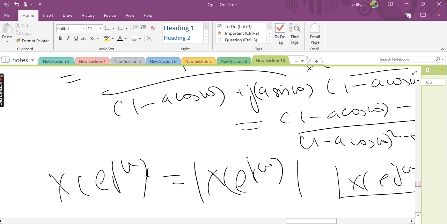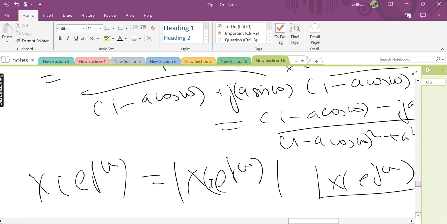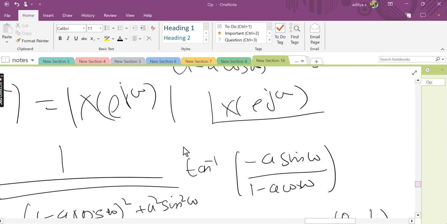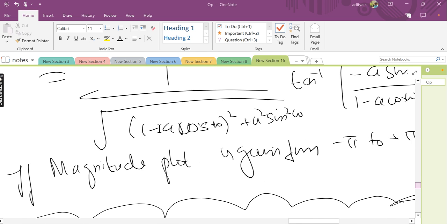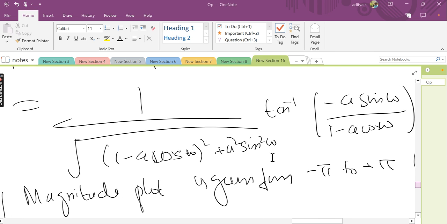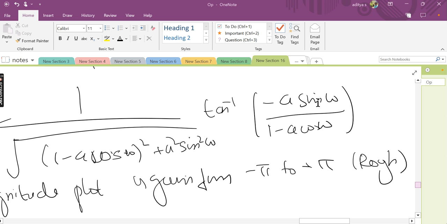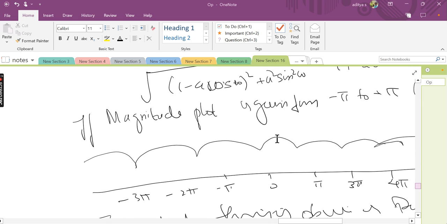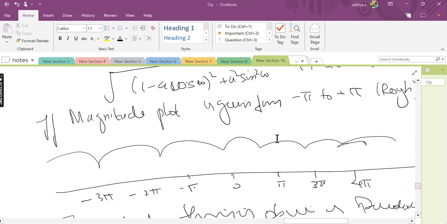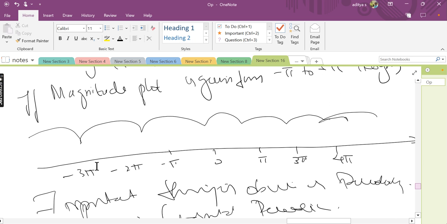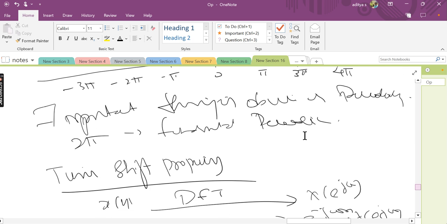So the magnitude of X of e raised to j omega is 1 by root of 1 minus a cos omega whole square plus a square sin square omega, and the phase is tan inverse of minus a sin omega by 1 minus a cos omega. The magnitude plot is given from minus pi to plus pi. This is the rough diagram of this.